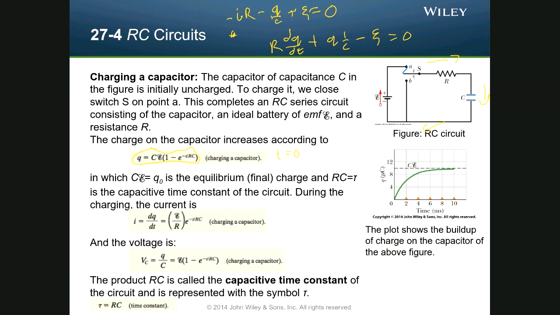If t is equal to 0, that's e to the minus 0. What's e to the minus 0? Good, 1. And 1 minus 1 is 0, so at t equals 0, q equals 0. And that makes sense with our graph. We start at 0, and we should be okay with this because we're charging up a capacitor, which implies there is no charge at the beginning of the process.